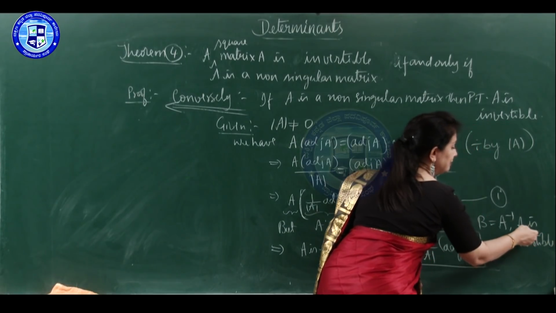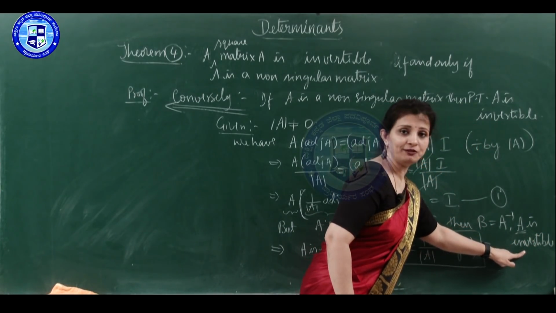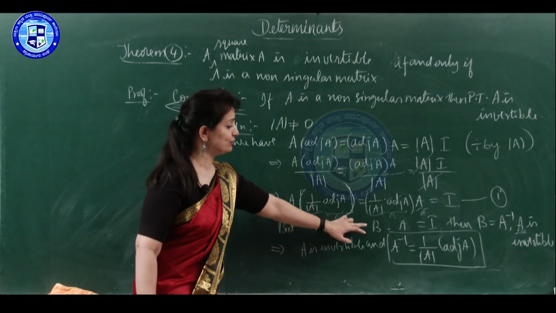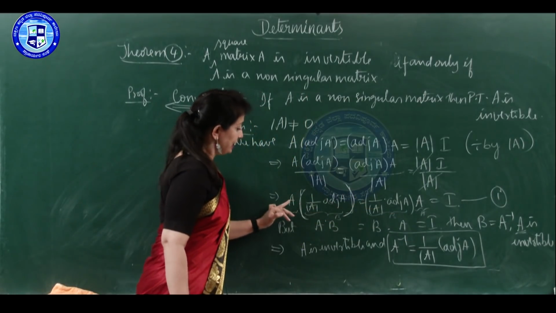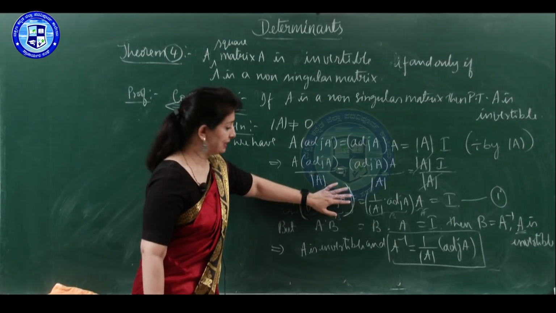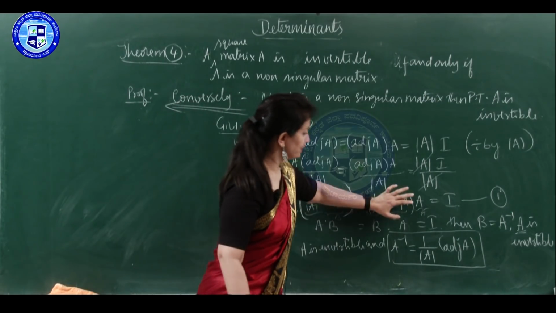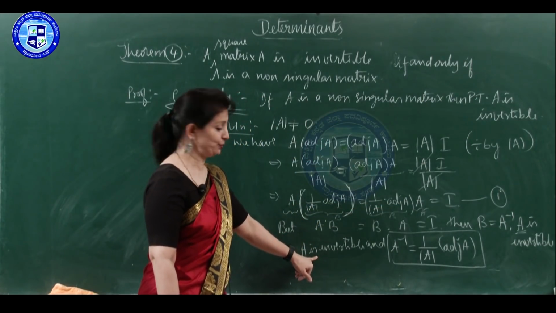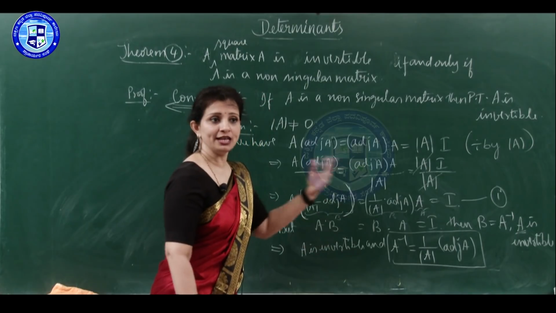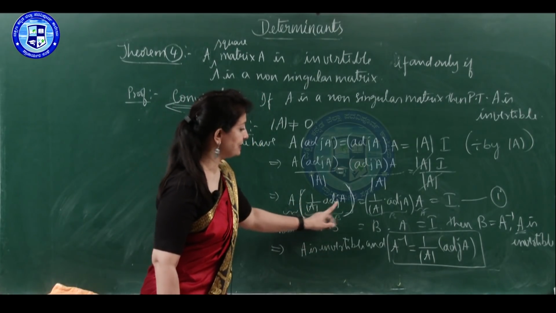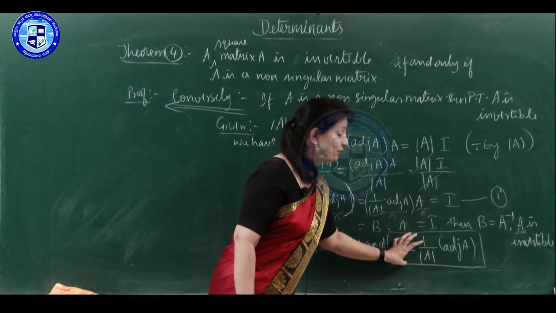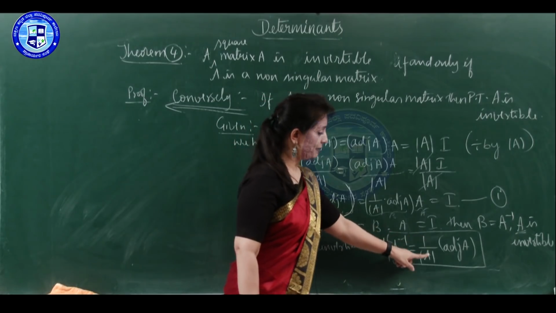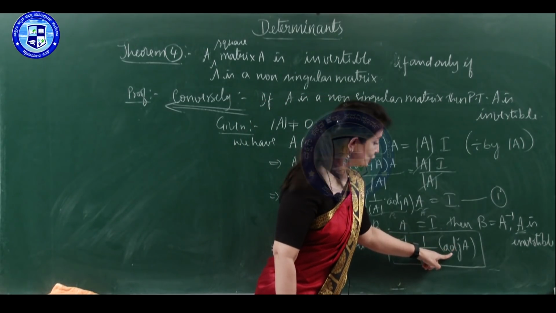For an invertible matrix, it is very important to say that A into B is equal to B into A is equal to I. Here A into 1 by determinant A into adjoint A, which we take as B, is equal to B into A is equal to I, we got, means A is invertible, that is what we had to prove. What is the inverse of A? Inverse of A is 1 by determinant A into adjoint A. This is a formula you need to remember, it is a very important part.